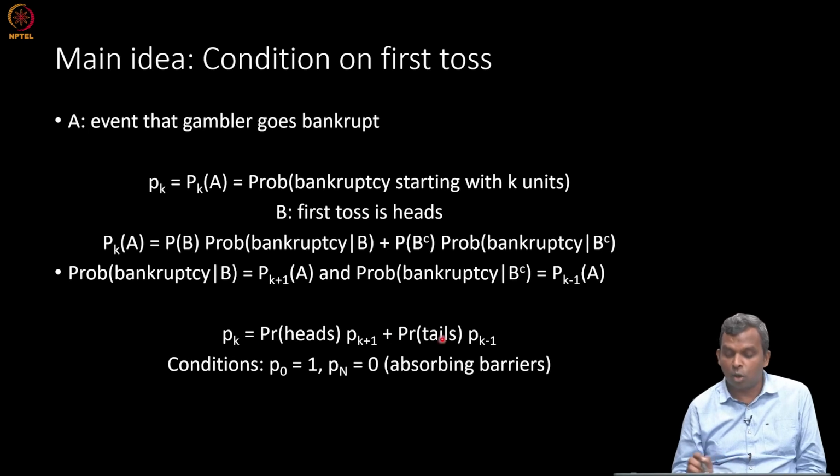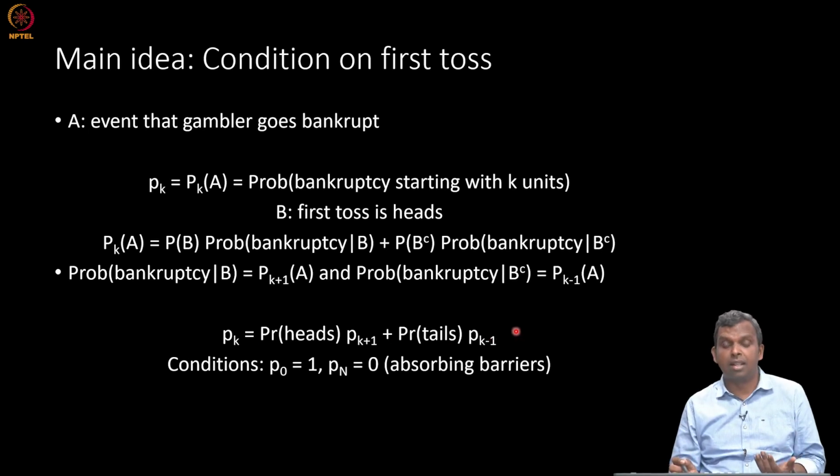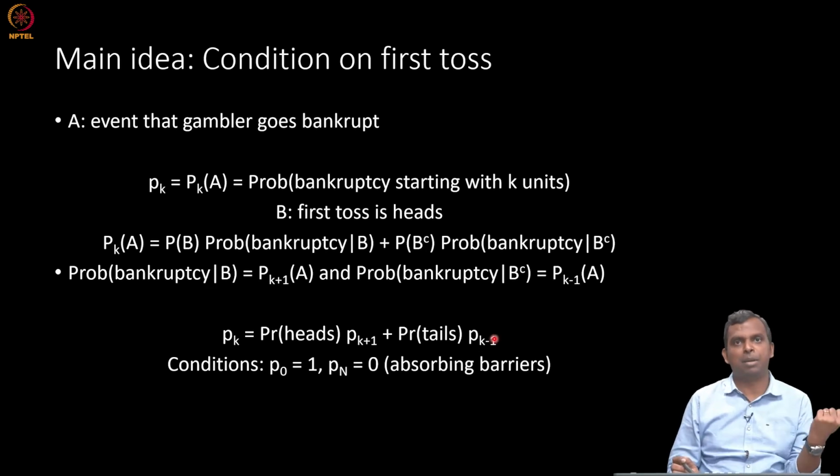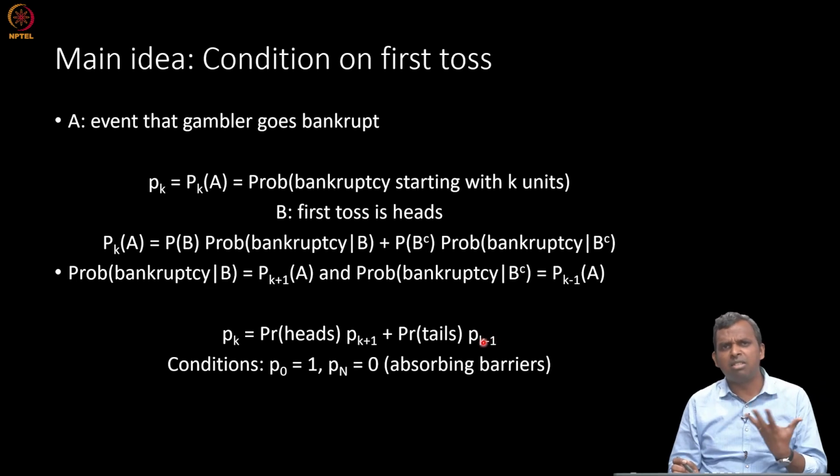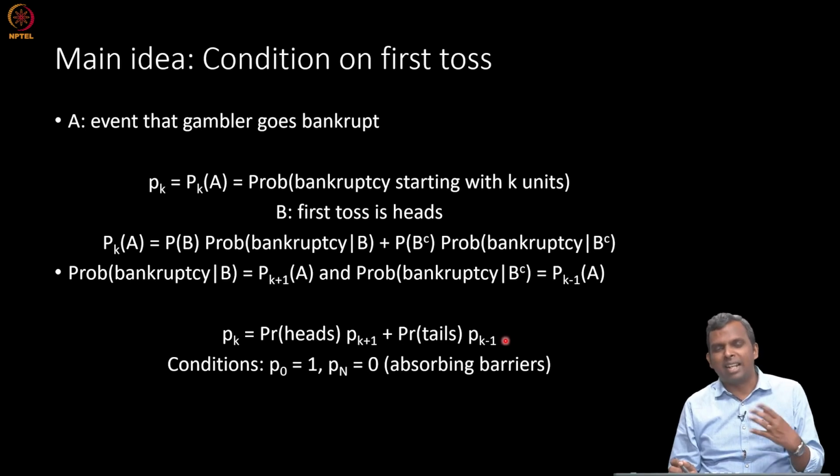So these equations are called difference equations. It's sort of like a recursion, pk depends on pk plus 1 and pk minus 1. Okay. So how do you solve these equations? Is there a way to solve these equations? It turns out there are systematic ways to do it, but for this particular problem, we can write it in a way and solve it. So it's all a question of solving it.